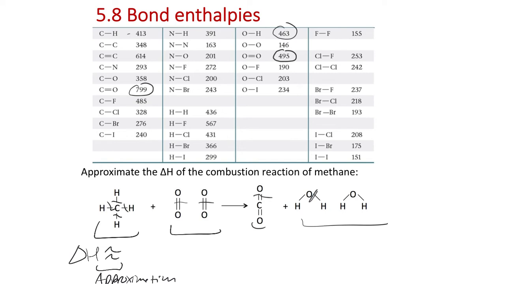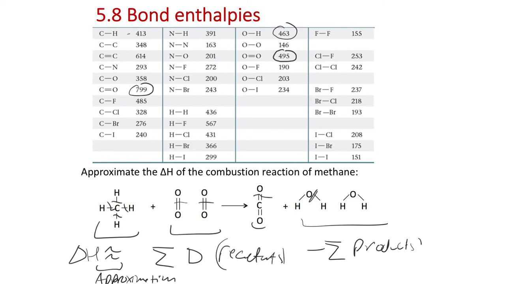One of the things we're going to see here is that we're going to sum up the bond strengths of our reactants. So we're going to do a delta here, but doing reactants minus products. I forgot to put the D in. So we're summing up the bond strengths of the reactants minus the products. But this is almost like a Hess's law problem.